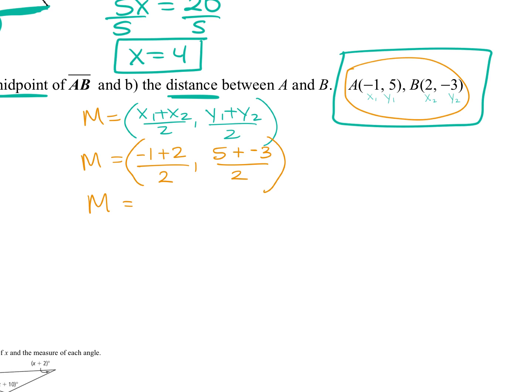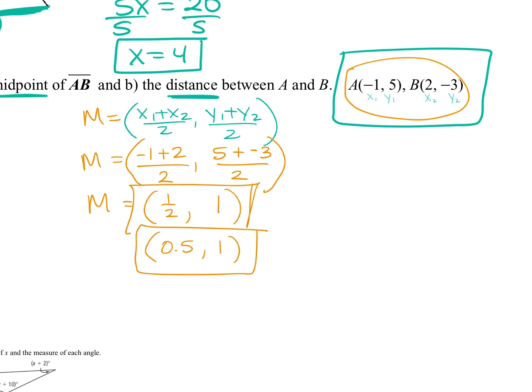What's -1 plus 2? 1. And then you divide. So 1 over 2, you may call it 1/2, or if you like 0.5 better, you can call it 0.5. I don't care. 5 plus -3 is 2 over 2, which is 1. So either one of those. Okay? All right, we will continue on Monday.